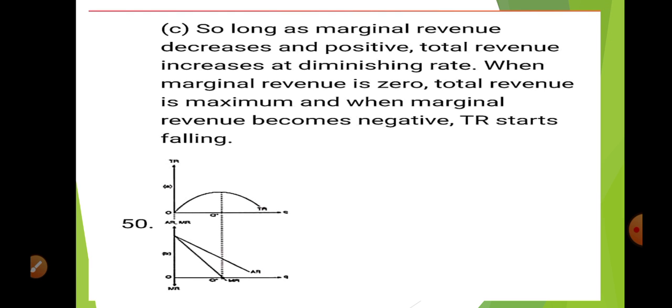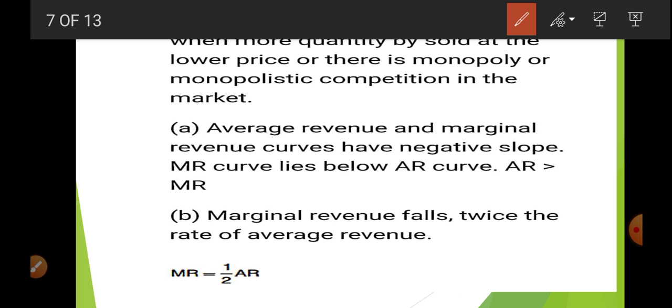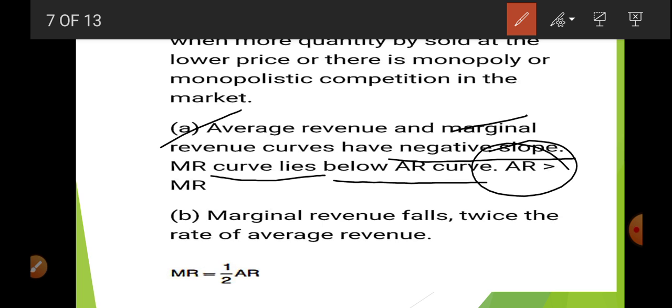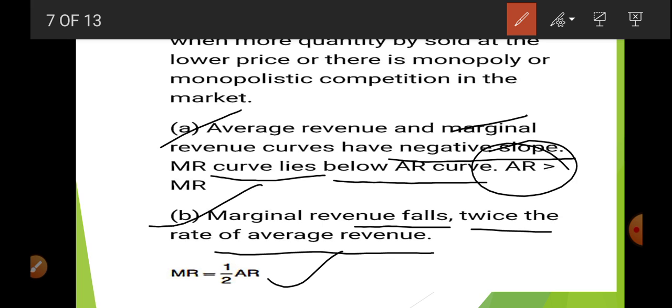So what happens, which type of relation do we find? First of all, we are going to study average and marginal. Both have a negative slope, but one thing you have to keep in mind is that the MR curve lies below the average curve, that is, which is going to be greater? Average revenue. Marginal revenue falls at twice the rate of average revenue.